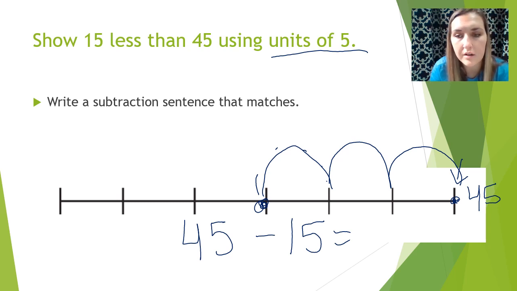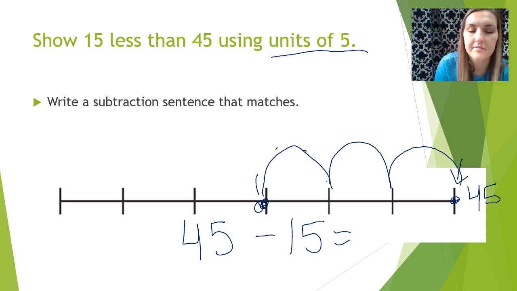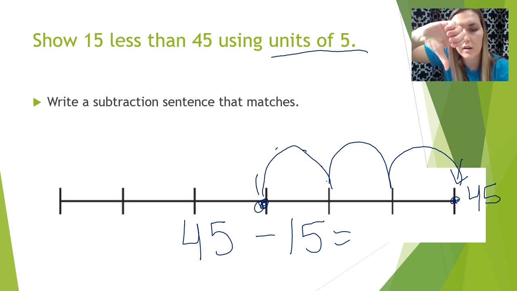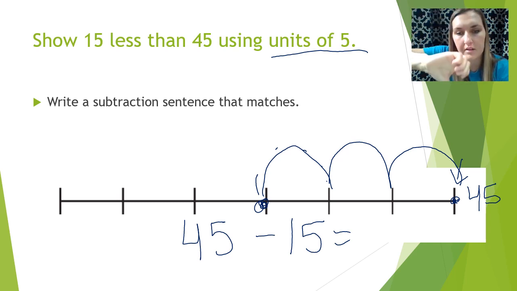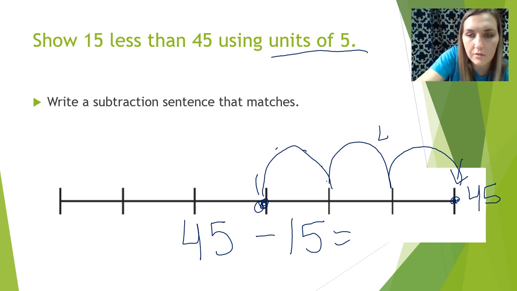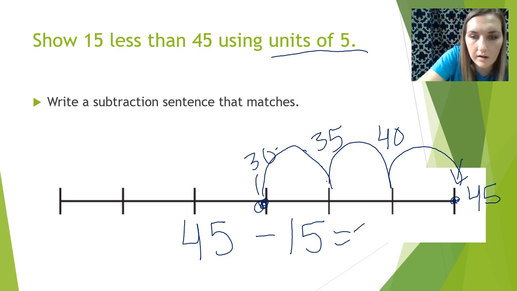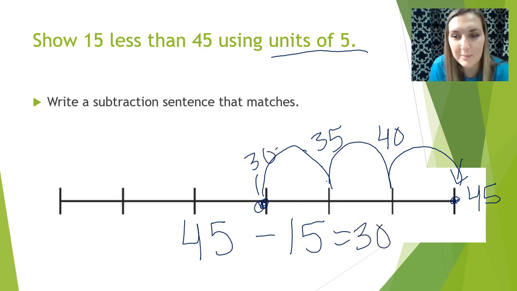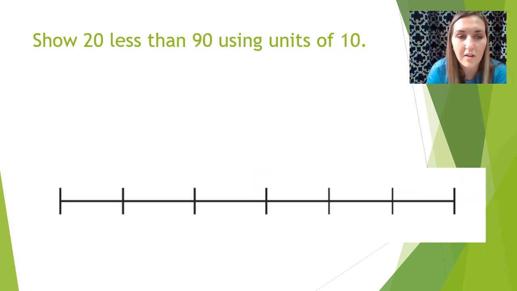Please go down on your number line and count down by 5s, figuring out what the answer is. Ready? 45, 40, 35, 30. We should have done 40, 35, 30. Our answer is 30. Thumbs up if you got that. Draw another blank number line to show 20 less than 90 using units of 10.